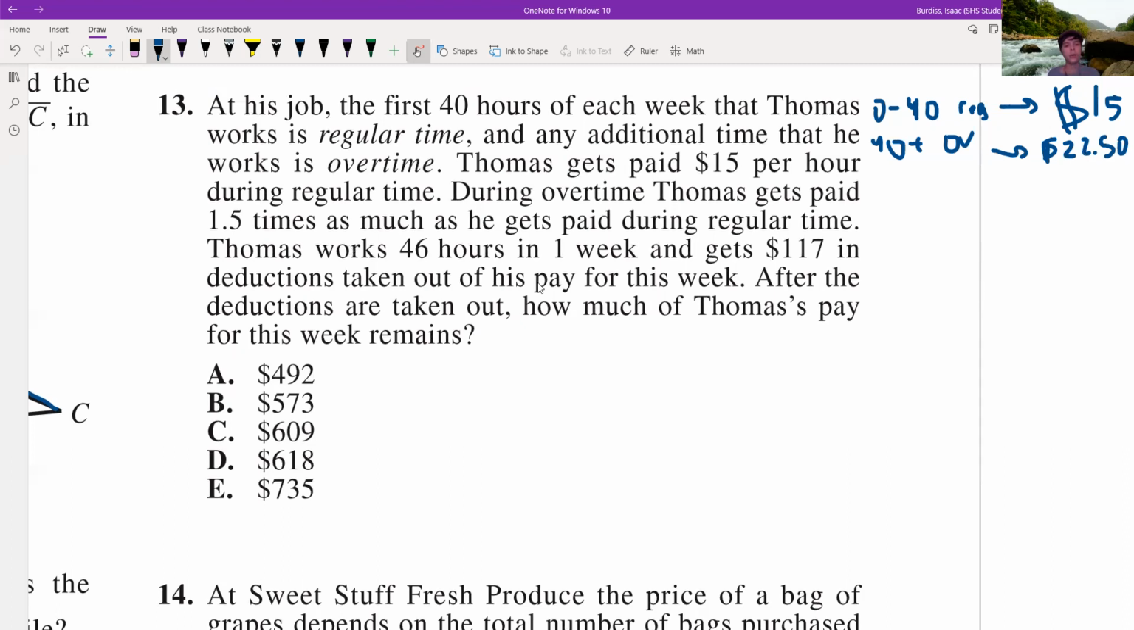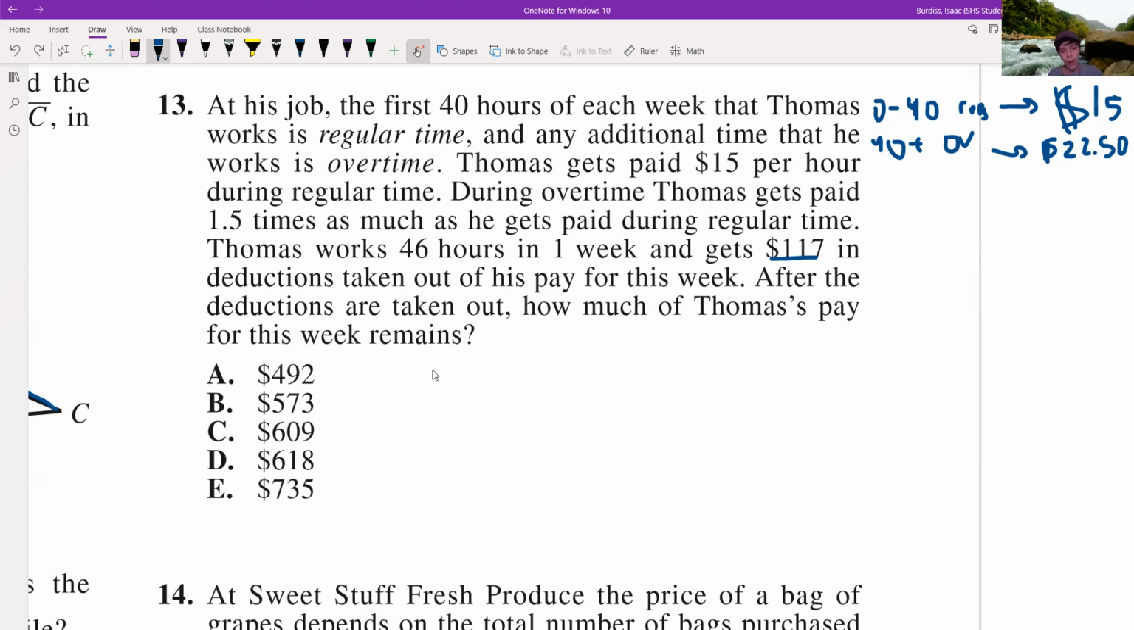Thomas works 46 hours in 1 week and gets $117 as his total for the week. Just forget the dumb thing. That's just trying to distract you. And for the deductions that are taken out, how much pay for the week remains? So he gets, well, no, never mind. That's not a dumb thing like I thought it was. That's not the total. That's just the deductions. It's saying what is his total after the deductions. So his total will be the answer choice plus 117.